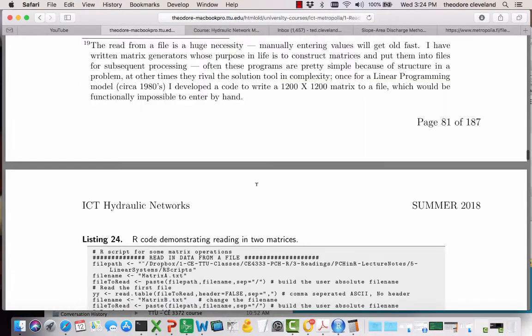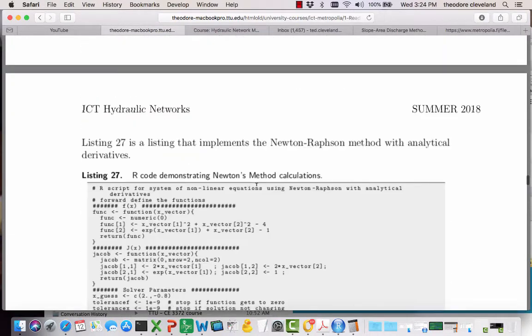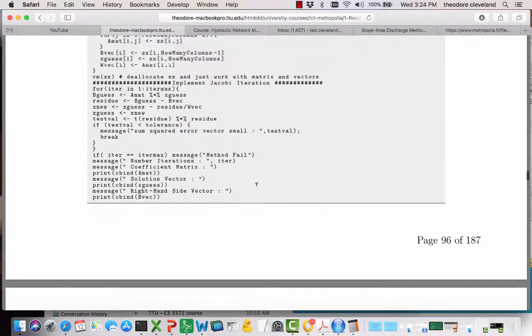So that was Newton's method in one dimension. Now let's go up to higher dimension cases.